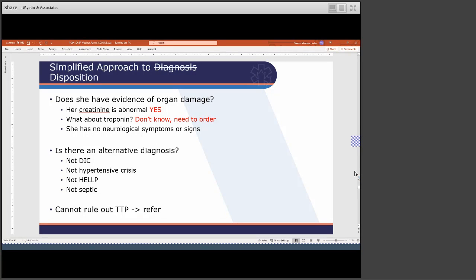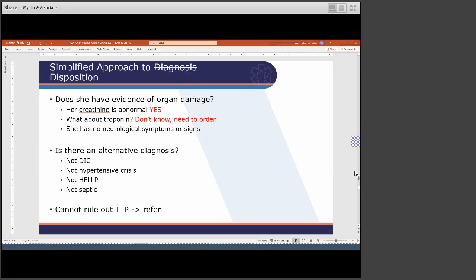Now, I crossed out diagnosis because that's not what we're aiming for. We're trying to decide what would be the best disposition for this patient. Where should she be going from the emergency room? So she already has TMA. We're worried about this, so she needs to be referred. But does she also have evidence of organ damage? Her creatinine is grossly abnormal. We know that previously it was normal. So yes, she has evidence of organ damage.